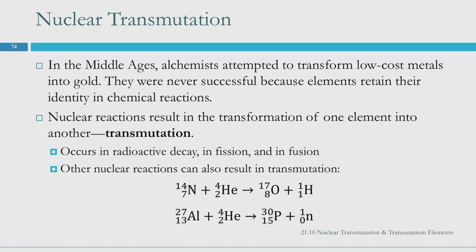In the Middle Ages, alchemists wanted to transform low-cost metals like lead into gold. They were not successful, since elements retain their identity in chemical reactions. So you can't just do a chemical reaction and poof, suddenly you've got gold. All of your atoms are going to stay the atoms that they are.